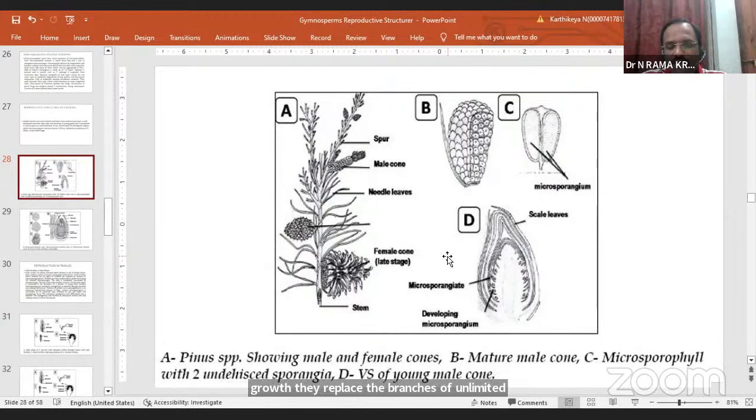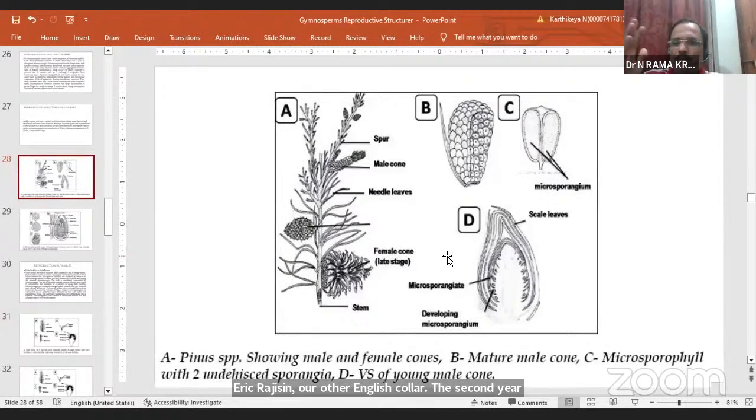The female cones take about 3 years to mature. This is most important here: 3 years to mature. The young cones are very small, compact, erect, reddish or pinkish in color. In the second year the cones are large and woody.